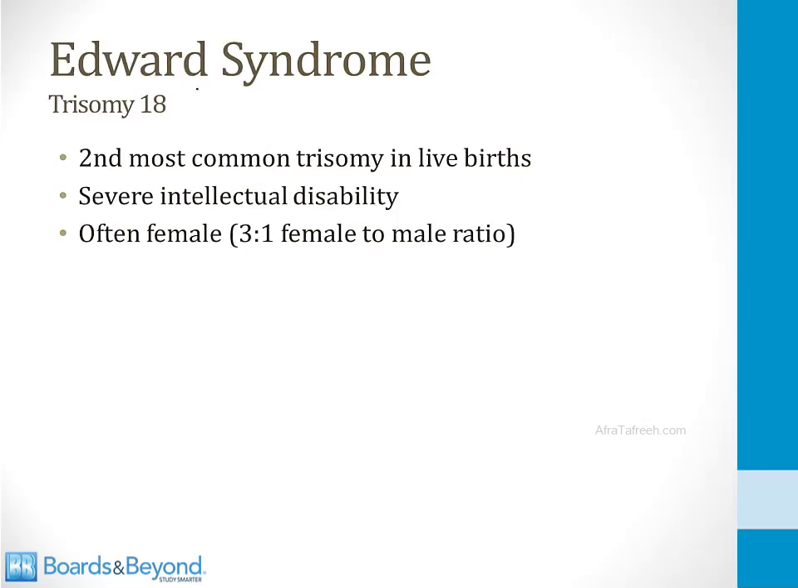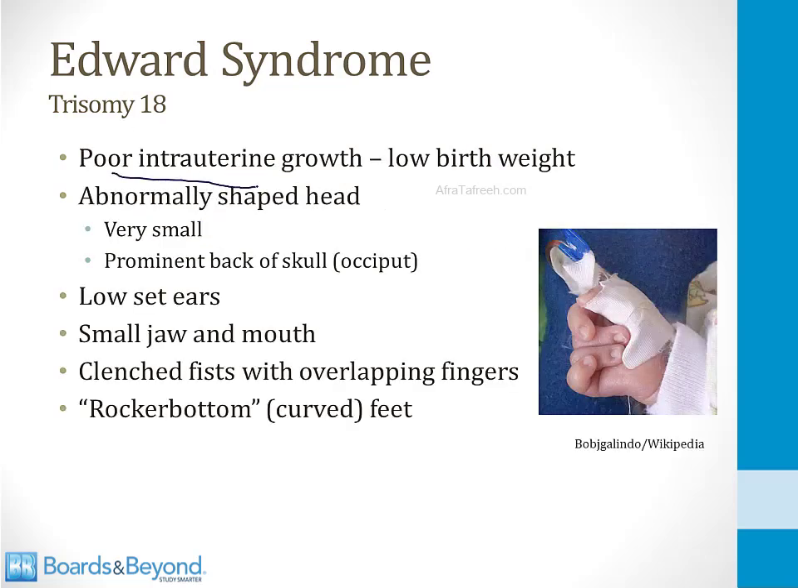We'll start by talking about Edwards syndrome, which is trisomy 18. This is the second most common trisomy in live births. Down syndrome or chromosome 21 trisomy is the most common. Children born with Edwards syndrome have severe intellectual disability, and this often occurs in female babies. There's a 3-to-1 female to male ratio. Babies with Edwards syndrome have poor intrauterine growth. They are often born with a low birth weight.